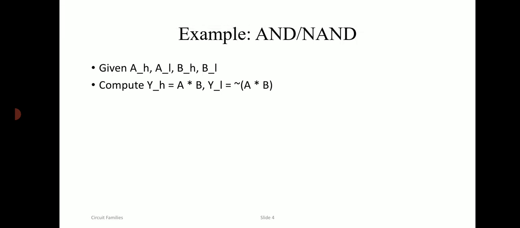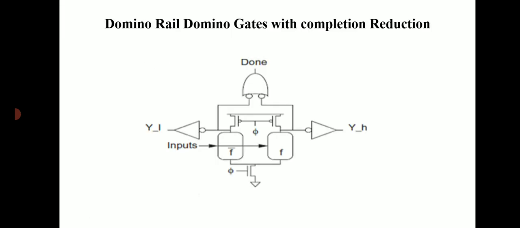The next one is dual rail domino gates with completion prediction. Here these gates are mainly used to pair the wires, the input and the output wires, which we denote as YL and YH. The H wire is asserted to indicate the output of the stage is either high or 1. The other wire is asserted to indicate the output of the gate is low or 0.